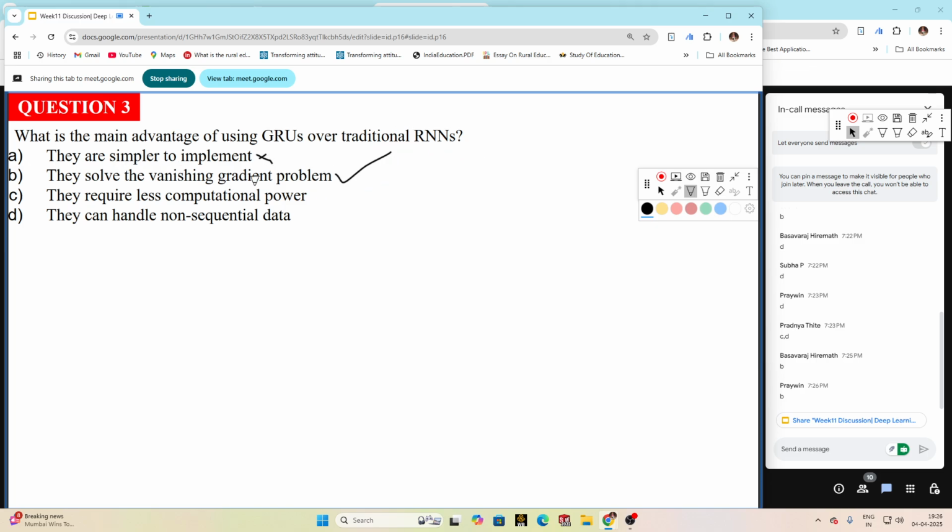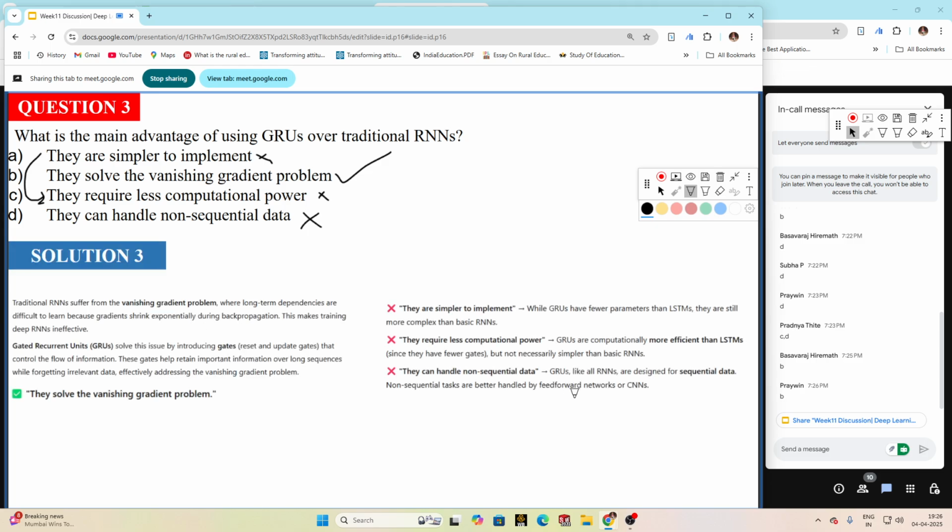Yeah, they solve the problem of vanishing gradient, but again we are using more parameters, that is why they will require more computational power. So again this is false. They can handle non-sequential data. We are using GRU only for sequential data, so that is why this is also false. Okay, so option B is the correct answer.